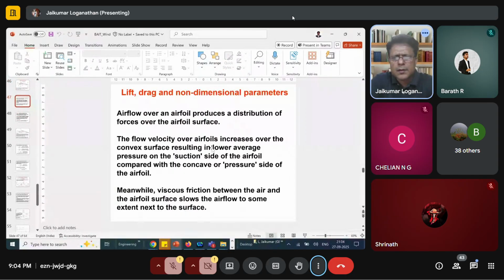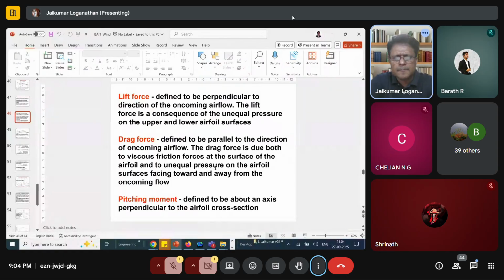So lift and drag, be clear that lift force is always perpendicular to the flow. It's not about how the airfoil is oriented. It's always about with respect to which angle the flow is coming, and you take the component of force normal to that to get the lift force. Similarly, drag is parallel, and pitching moment is calculated accordingly.